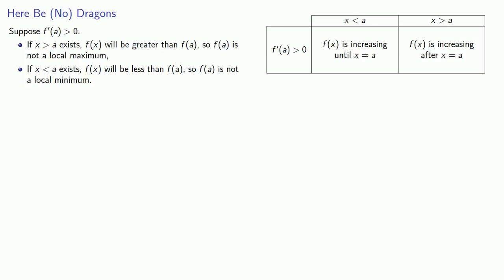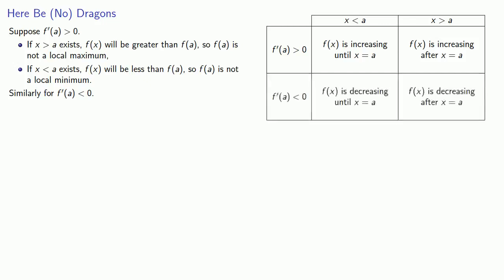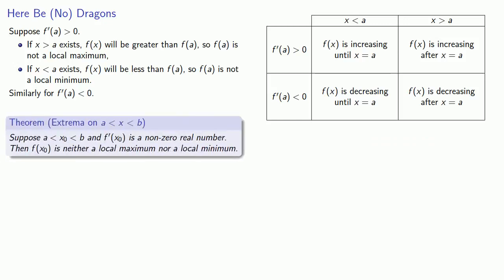And a similar thing happens if our derivative at a is less than 0. Then I know that f of x is decreasing, both until I get to a and after I pass through a. And so this leads to the following result. Suppose I have some value x0 between a and b, and the derivative at that value is a non-zero real number. Then, because I have values that are larger than x0 and values that are smaller than x0, f of x0 will not be a local maximum and will not be a local minimum.